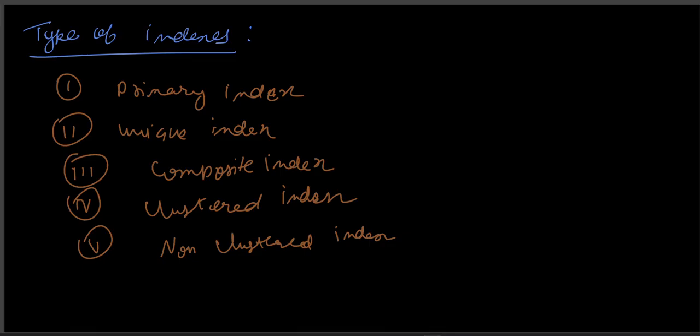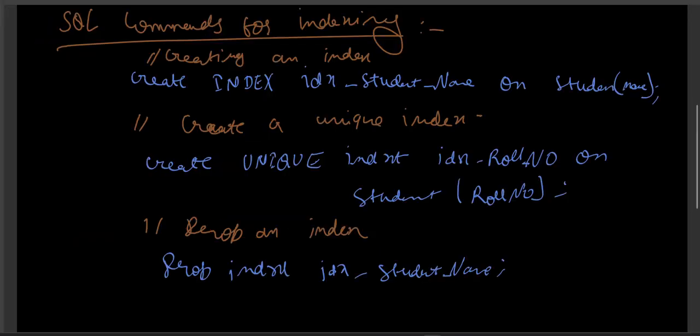So for creating an index, we write CREATE INDEX, the index name, and ON the table we are going to perform it on. So let me write it down first so it will be easier for you guys to understand. Perfect. So the first one is for creating an index. As I have told you, we write CREATE INDEX, the index name, and ON the student table, on the name column or name attribute. Okay. So on the name attribute we are going to create the index.